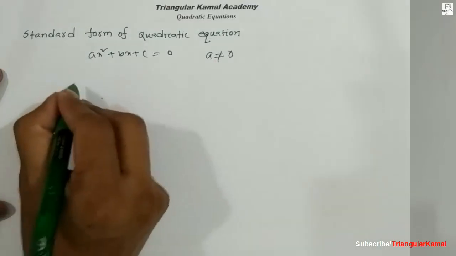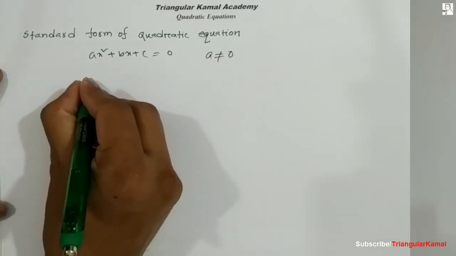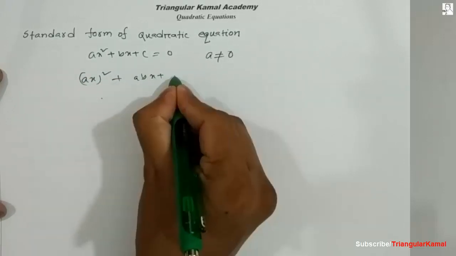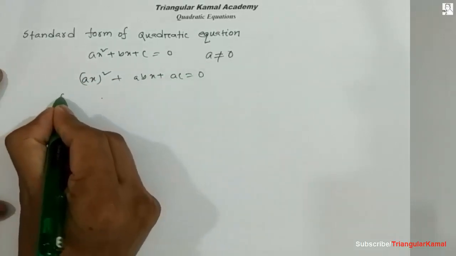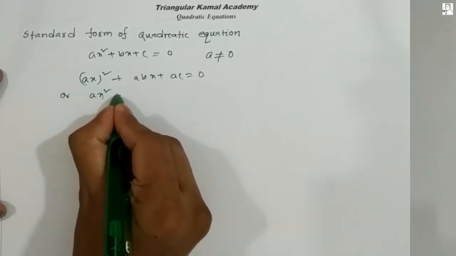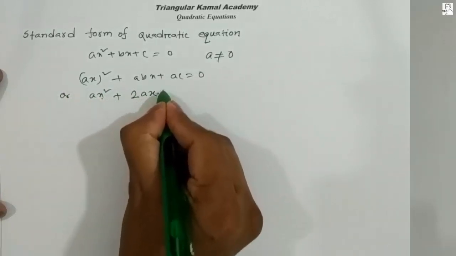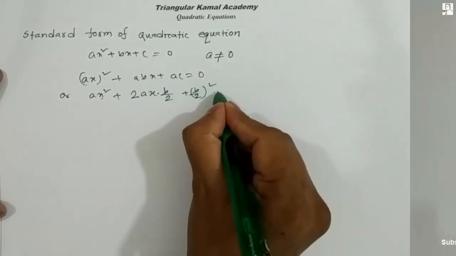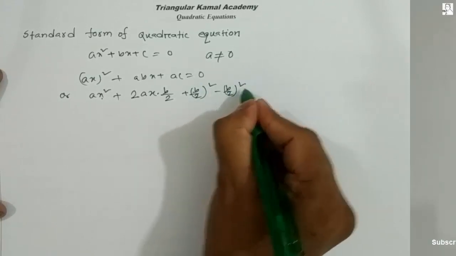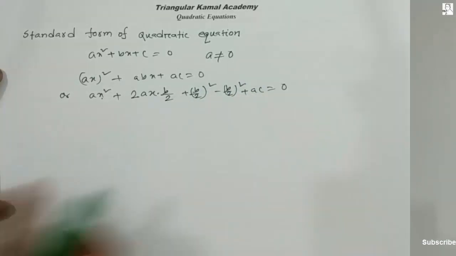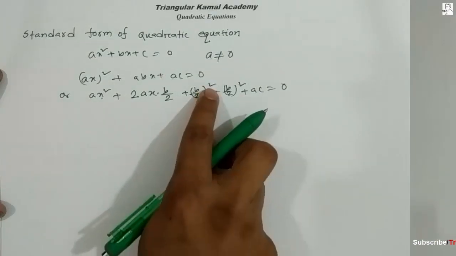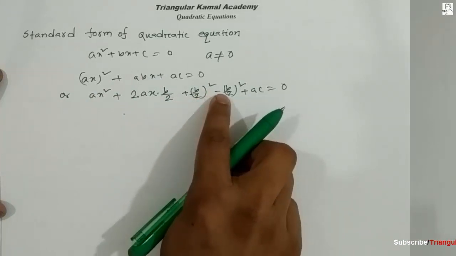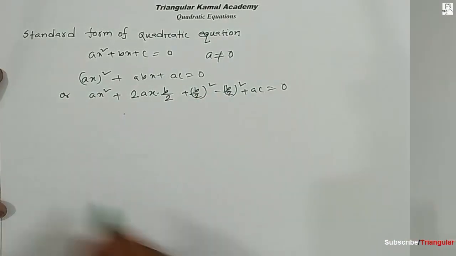Now in the first step, we will multiply both sides by a. Then we will get ax square plus abx plus ac equals 0, or ax square plus 2ax times b by 2 plus b by 2 whole square, minus b by 2 whole square, plus ac equals 0. We just add b by 2 whole square to make a formula (ax plus b by 2) whole square, and the same term is eliminated with a negative sign.